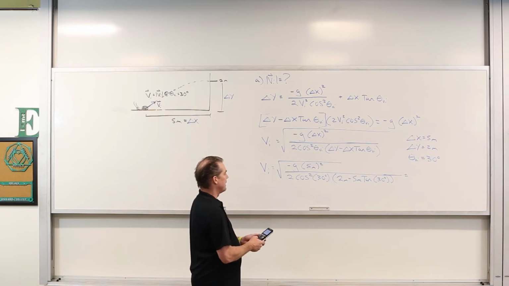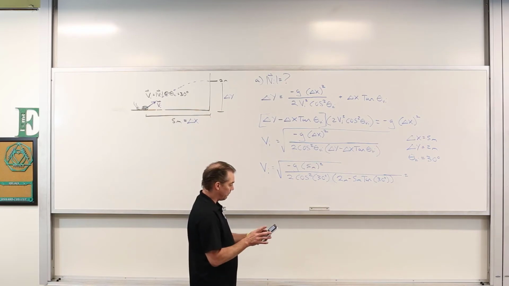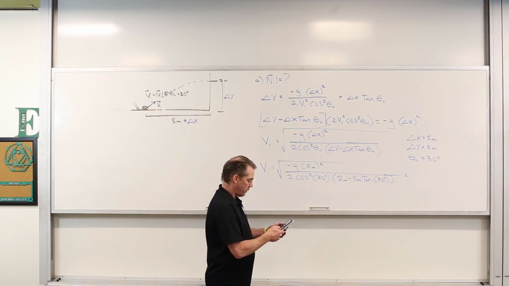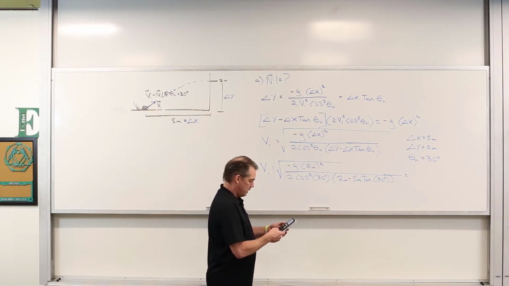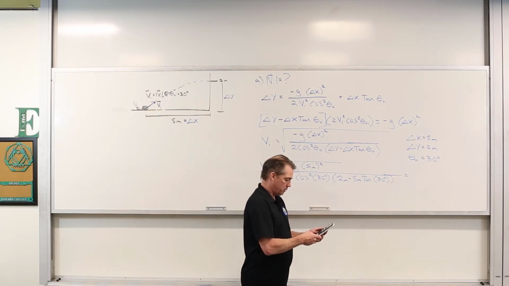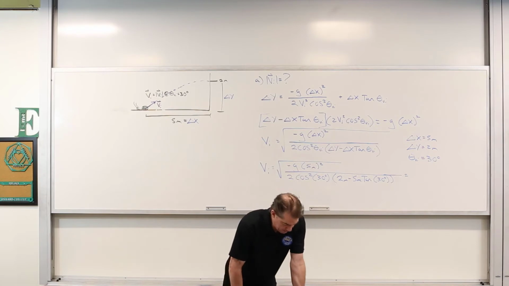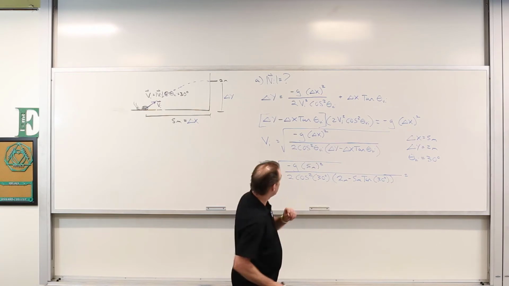That is divided by the quantity of 2 times the quantity of cosine 30. You've got to be a little bit careful with that because you don't want to square the 30. You want to square cosine of 30. So that, 2 times that multiplied by this, 2 minus 5 times the tangent of 30. And that looks to be good there. I get 13.572.